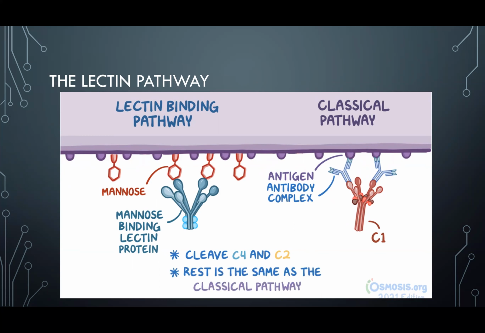C4 is cleaved into C4a and C4b, while C2 is cleaved into C2a and C2b. C3 convertase forms when C4b and C2b join. Then the pathway acts the same as the classical pathway. Here we've illustrated this first step on the screen.